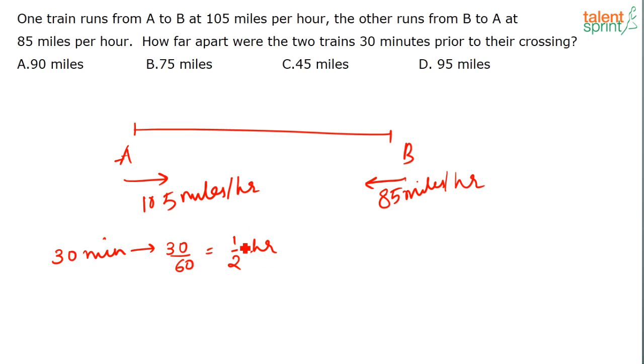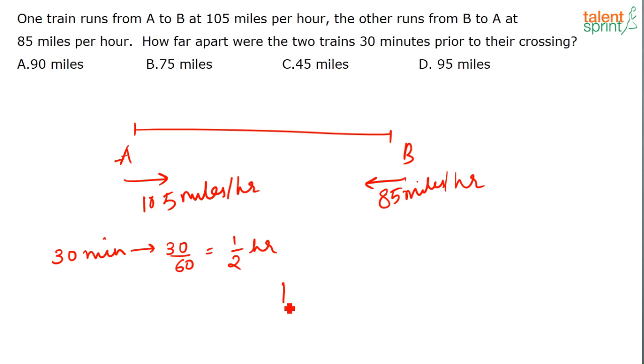Now, in this half an hour, what will be the distance covered by the two trains? If we find that out, we will get the answer, correct? The question is how far apart were the two trains 30 minutes prior to crossing. So, if I find out what distance both the trains will travel in this 30 minutes, I will get the answer, correct? So, what is the distance that both the trains will travel in this 30 minutes?